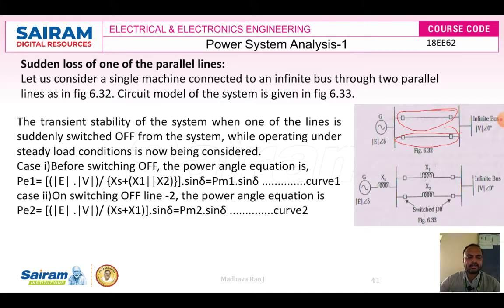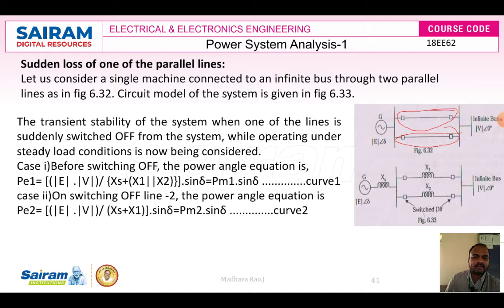Here we are considering two lines connected between generator and infinite bus. You can see this in figure 6.32. One line is suddenly disconnected, a sudden loss of one of the parallel lines. One line is disconnected out of these two. What will be the system position? What will be the power? What will be the voltage?